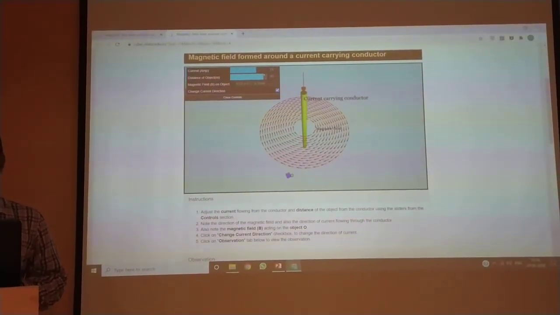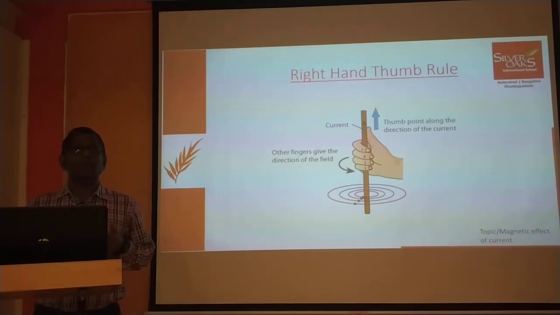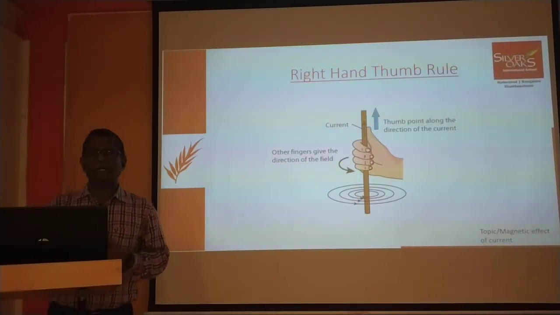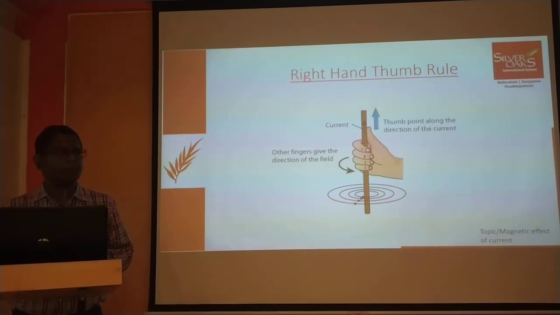So let us summarize the results of whatever we have done today. We have seen the direction of the magnetic field and the strength of the magnetic field in a straight current carrying conductor. For a given direction of current, we can conveniently find out the direction of the magnetic field. This is very simple, and it is called the right hand thumb rule.